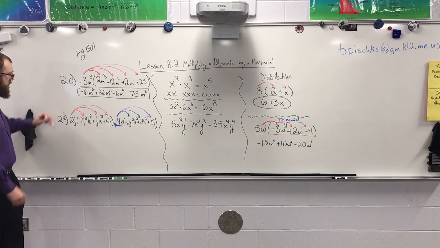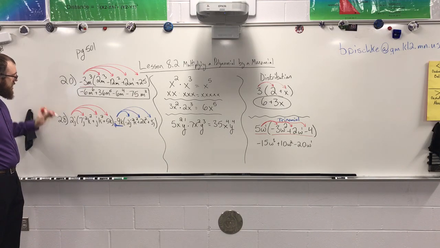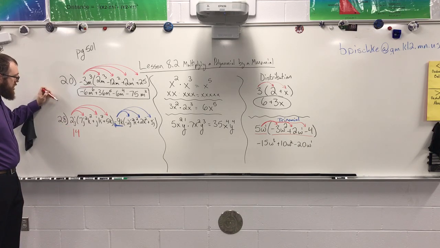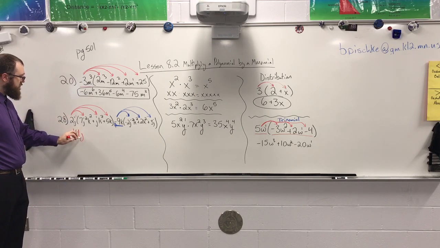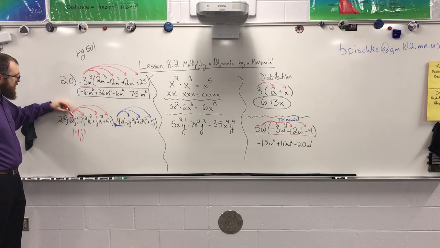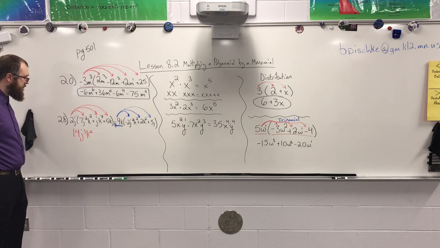Starting down here. 2j times 7j squared k squared. Coefficient times coefficient. 2 times 7 is 14. J times j squared. Remember, this is j to the 1st becomes j to the 3rd. Now I have no k's over here, and I multiply by k squared, so it stays k squared.